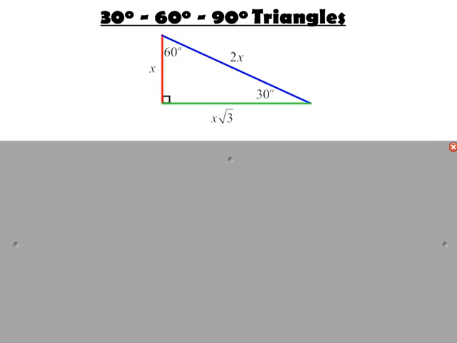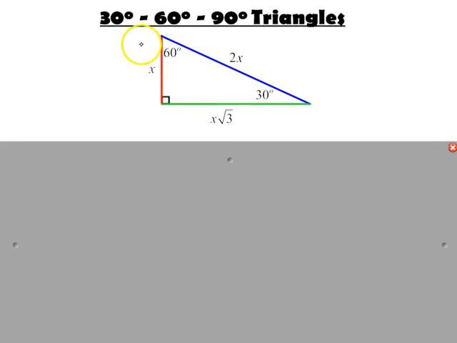Next, we want to talk about the 30, 60, 90 triangle. So this is another special type of triangle, and again, the angle measures have to be 30 degrees, 60 degrees, and 90 degrees. So we have a 30, 60, 90. And this time, because we have 3 different angle measurements, we also have 3 different side lengths.